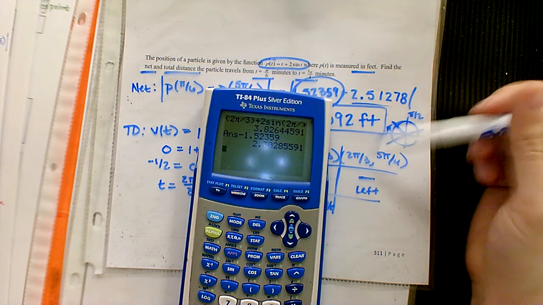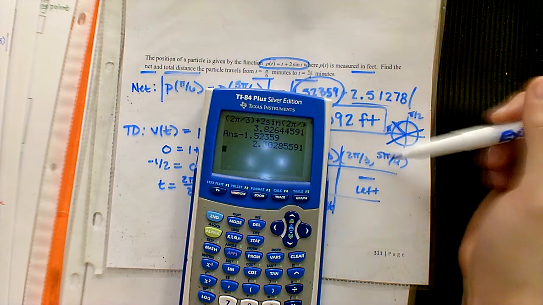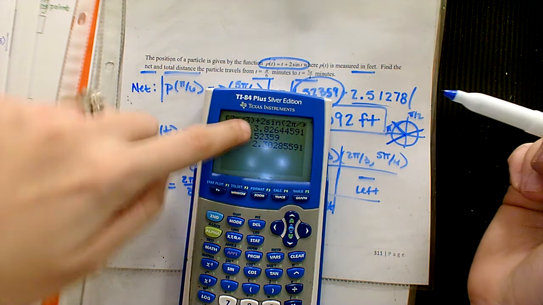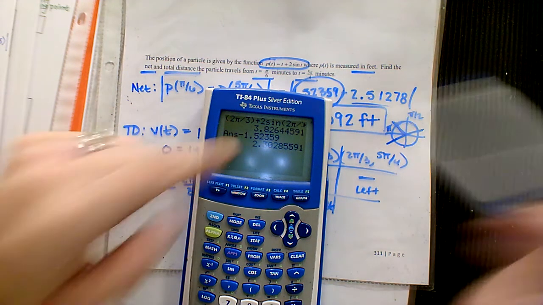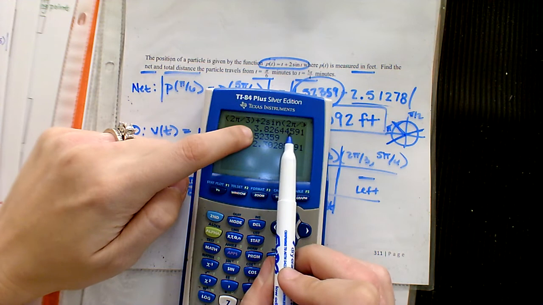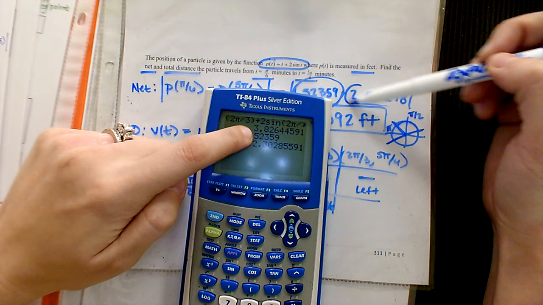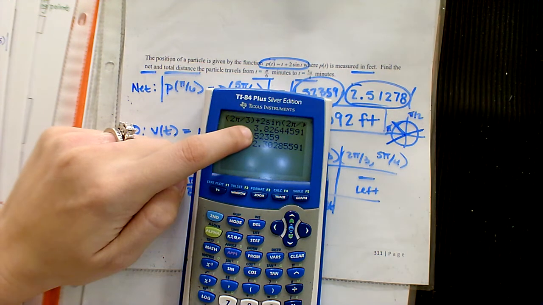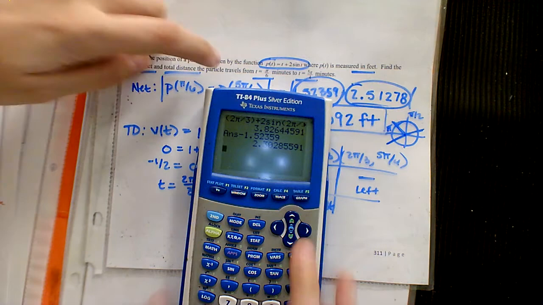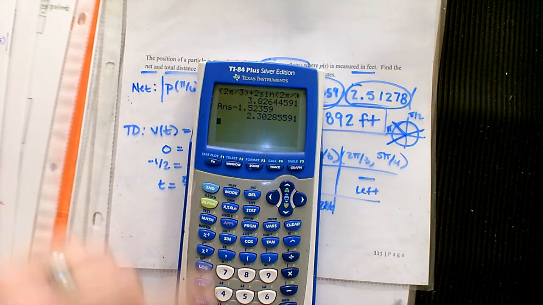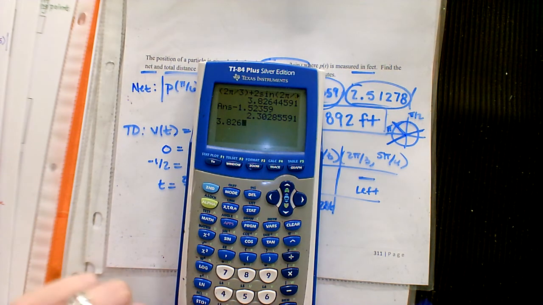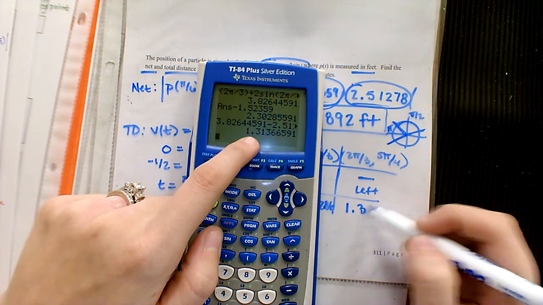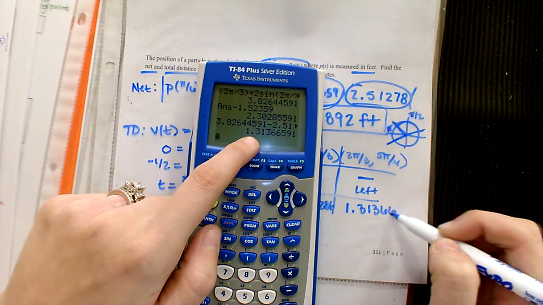So for the next interval, we're going to do the distance between these points. So I need the difference of 3.28644591 and the 2.51278 that we had before when we plugged in 5 pi over 4. So I get 1.31366.